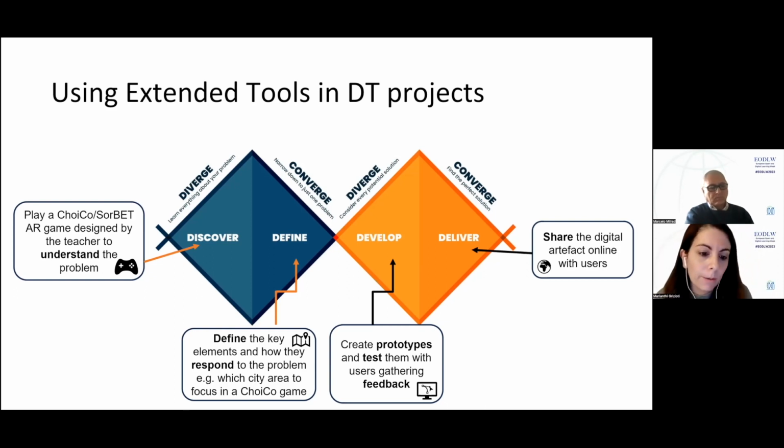Next, they can use either of these technologies, MAL2 or Sorbet or Choiko, to define which are the key elements of their digital construction and how they will respond to the problem. For example, which city area they're going to focus on in a geolocation game. Then in the develop stage, they create prototypes with the tools and test them with others. And the use of technologies helps with this sharing and testing and this rapid prototyping.